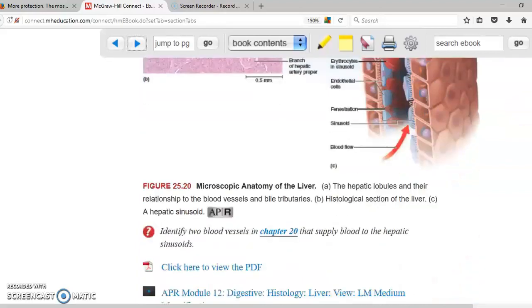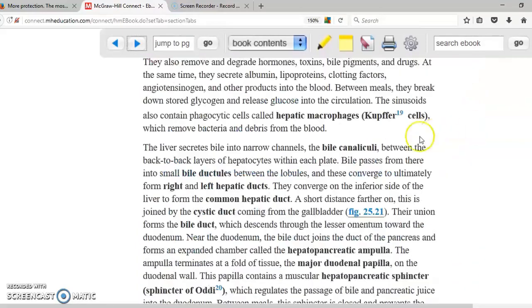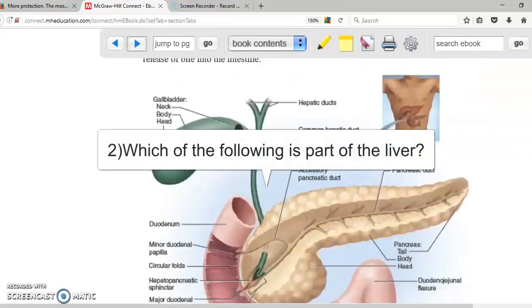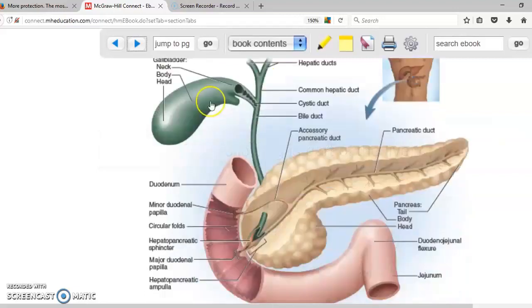So let's keep scrolling down. What I already explained, your Kupffer cells. And here's the gallbladder. The gallbladder is where you store the bile. Look at the tube that we use for bile. And this one right here is the pancreas. The pancreas has different areas. This one is going to be the pancreatic tail, the pancreatic body, the pancreatic head.